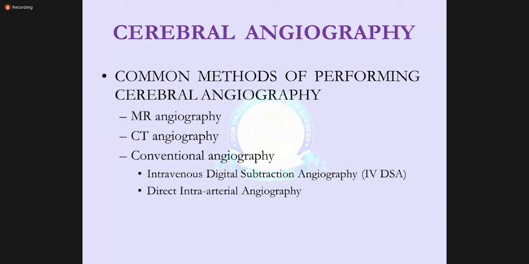Now, after discussing the radiological appearances, we come to our next topic, that is cerebral angiography. Common methods of performing cerebral angiography are MR angiography, CT angiography, and conventional angiography. Conventional angiography includes intravenous digital subtraction angiography and direct intra-arterial angiography.